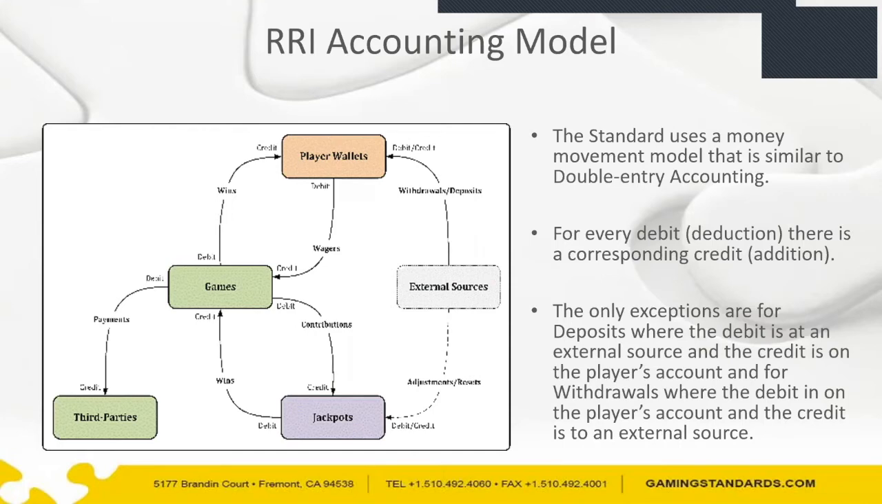third party. Likewise, if the games are participating in a progressive jackpot, a portion of the game's coin in is debited and it goes as a credit into the jackpot. And of course, when the jackpot is hit, well, then it's a debit to the jackpot and a credit to the game. And ultimately, as I mentioned, all of this ends up either as a debit or a credit to those external sources like banks. So that's how the accounting model works within RRI. Very clean, very easy, very similar to how normal accounting works.